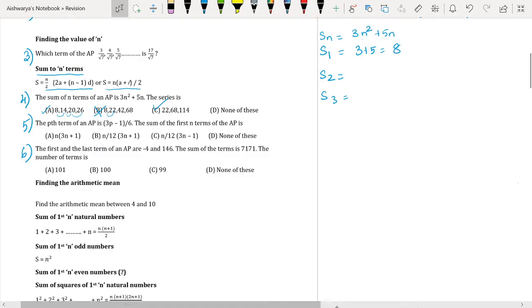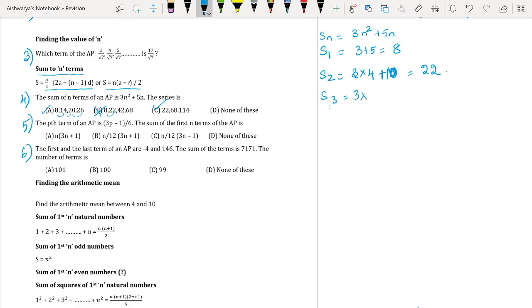Now S2 will be 3 into 2 square, which is 4, so 12, plus 5 into 2 is 10. So here you will have 12 plus 10 equal to 22. S3 will be nothing but 3 into 3 square is 9, so 27, plus 5 into 3, 15. That is equal to 42. Option B. No, this is the trap.